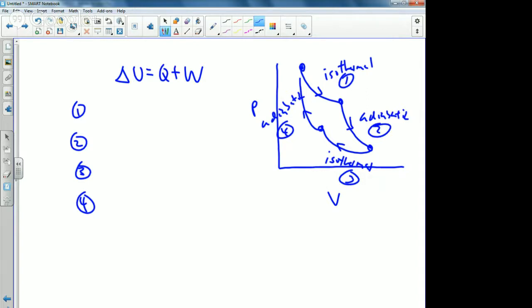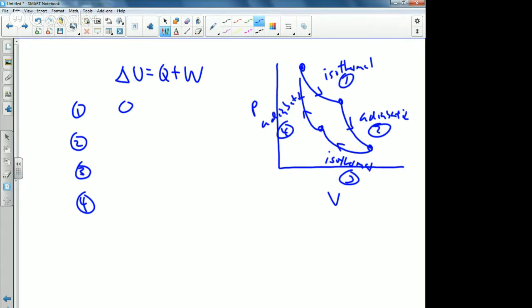You have to be able to make a delta U equals Q plus W chart because that comes up a lot. When is one thing positive, when is one thing negative, or when is it 0? We'll do this a couple times for a couple different graphs, but right now for reaction 1, it's an isothermal expansion. What should I automatically know? Change in temperature equals 0, so delta U is equal to 0.